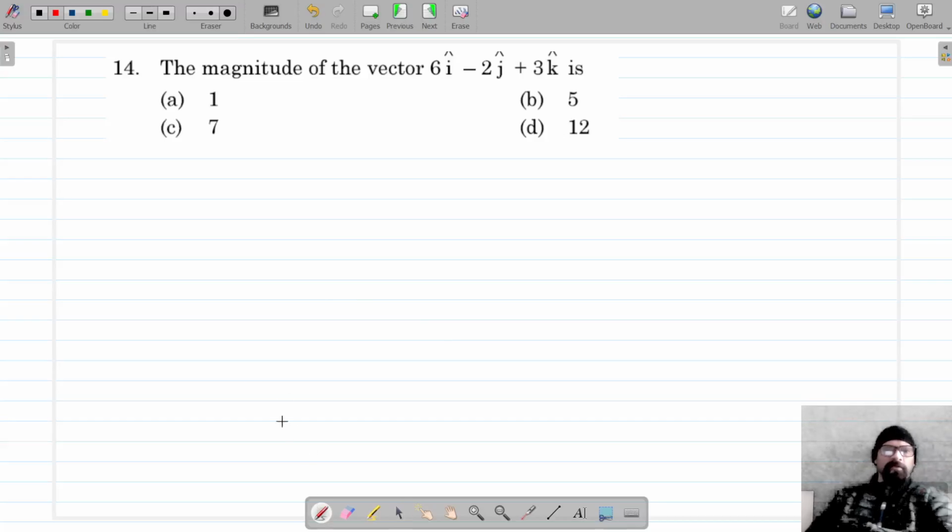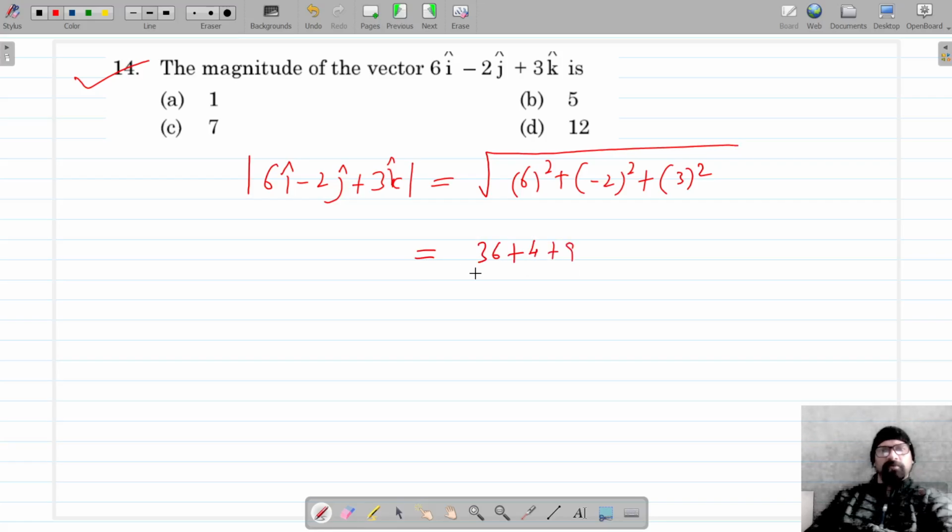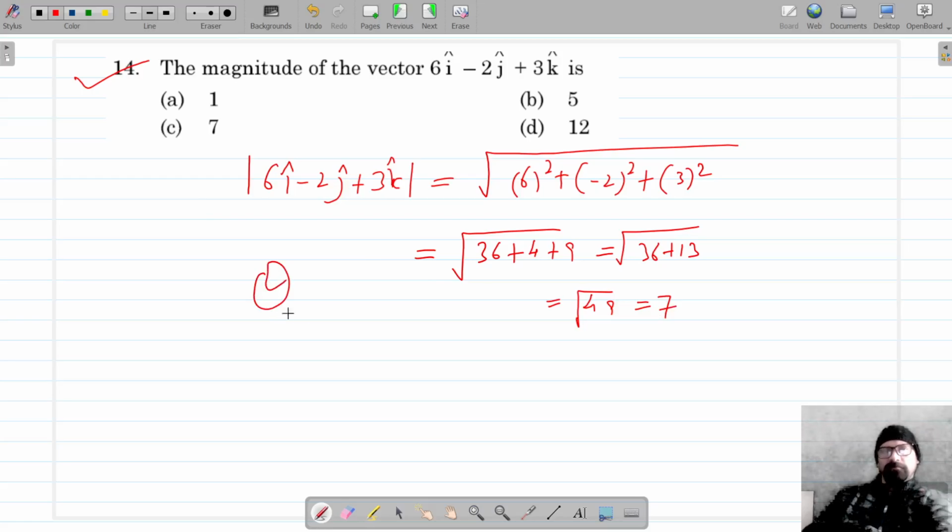Okay, for the next question, question number 14, we have to find the magnitude of the vector. And we know how to find the magnitude of a vector. It is the square root of the sum of the squares of the scalar components. So these are the scalar components, square them, add them, and find the square root. So this is 36 plus 4 plus 9. So this is now 36 plus 13, which gives me 49. Square root of 49 is 7. So C is the correct option for this one.